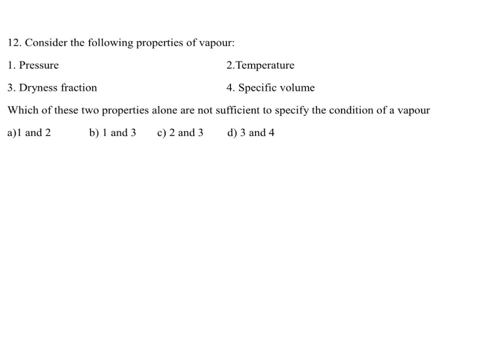Consider the following properties of vapor: 1. Pressure, 2. Temperature, 3. Dryness fraction, 4. Specific volume. Which of these following two properties alone are not sufficient to specify the condition of a vapor? It's pressure and temperature. A is the answer.